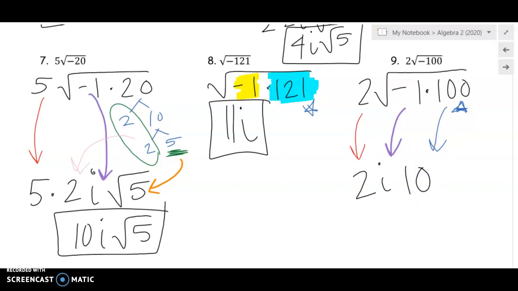Okay, the way I wrote my answer is not right. I need to write it in the proper order. The number goes first and then the i. So 2 times 10 is 20, so let's write it like that, and then the i needs to go next. And that's your final answer. I'm just doing those arrows to show you where the pieces went.